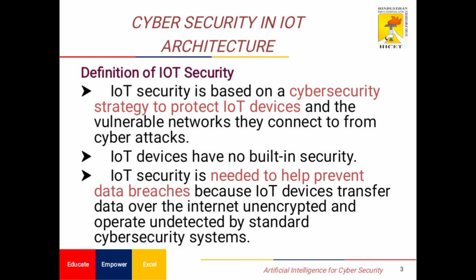First, the definition of IoT security. IoT security is a cyber security strategy to protect IoT devices and the vulnerable networks that connect them from cyber attacks. IoT devices have no built-in security. IoT security is needed to help prevent data breaches, because IoT devices transfer data over the internet unencrypted and operate undetected by standard cyber security systems. So the major disadvantage in IoT devices is that the data is not encrypted and goes undetected, so drawbacks will happen. That's why we have to go for cyber security.